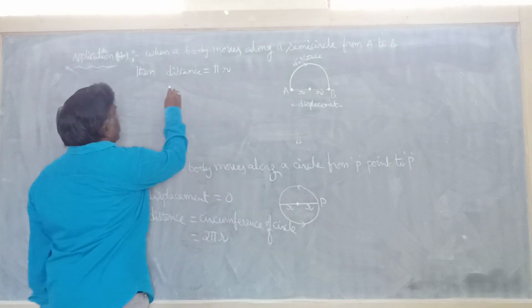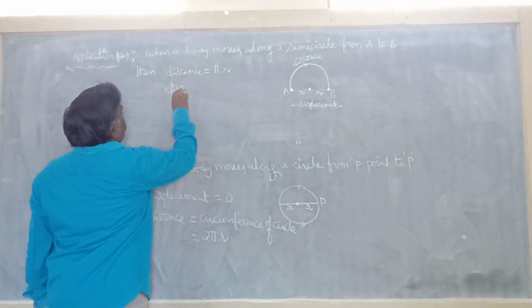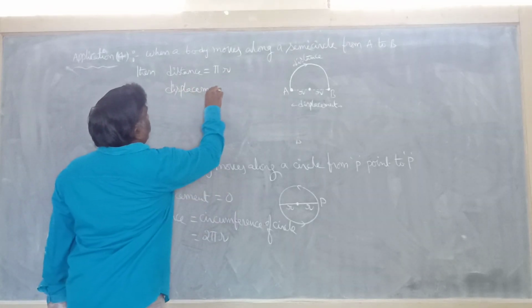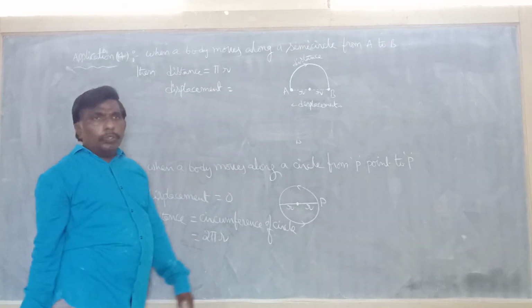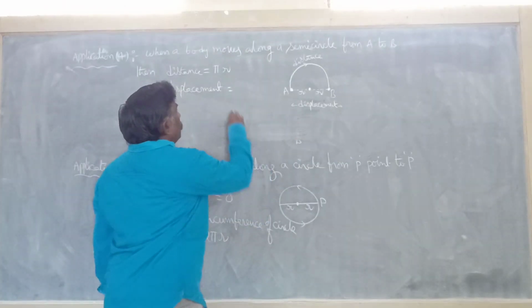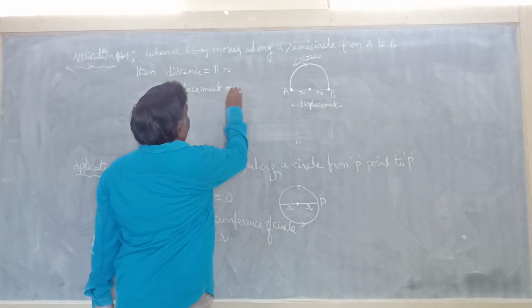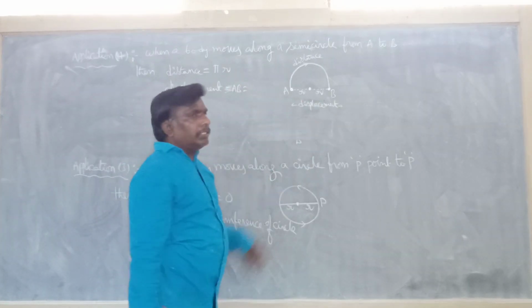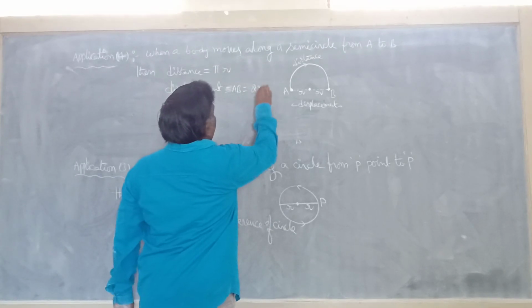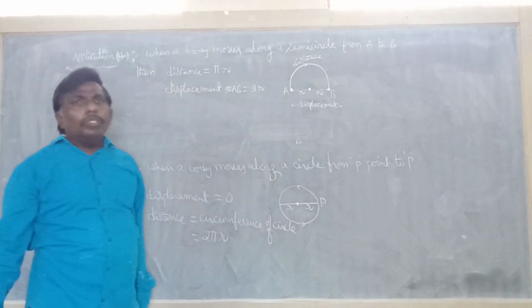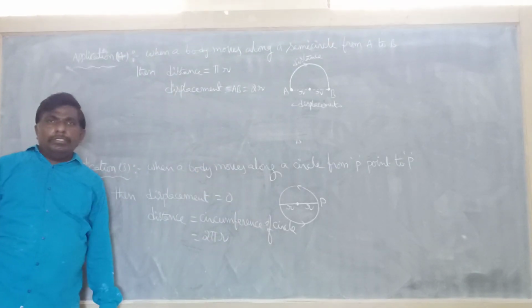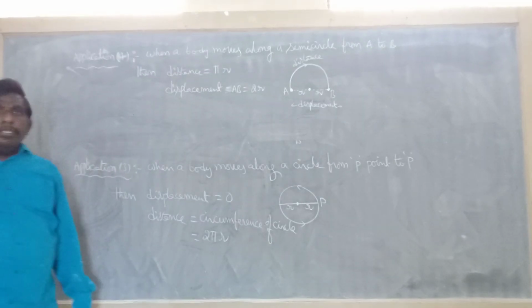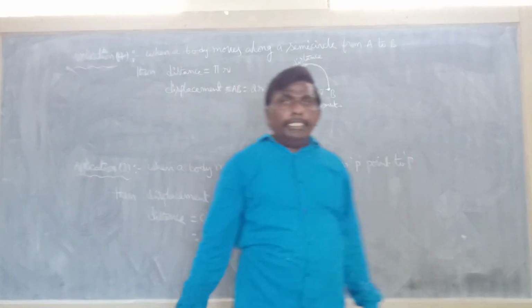Next, what about displacement? Displacement is equal to AB, that is r plus r, which is 2r. So displacement is equal to 2r. Okay? Right? Do you understand?